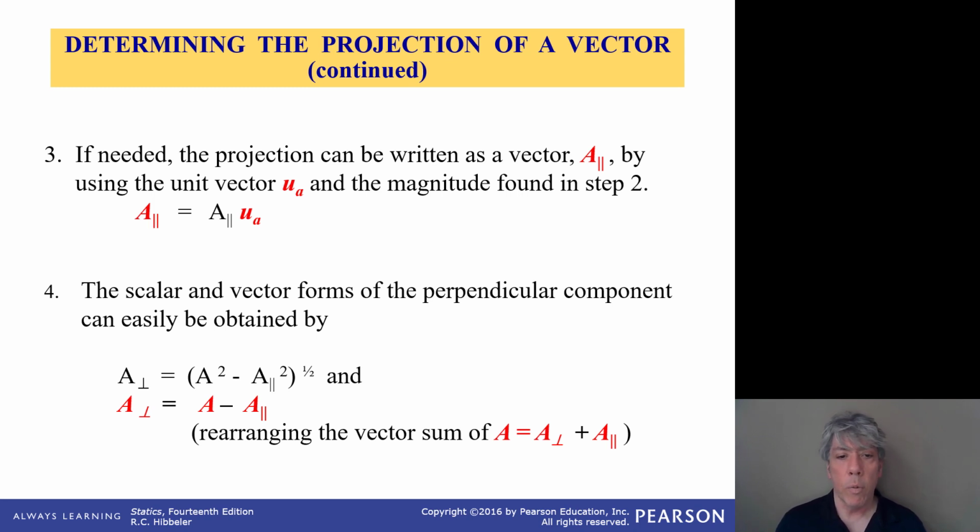And if we want to get the perpendicular component as a vector, all we do is take vector A and subtract off the vector that lies along line AA. Of course, all we're doing is rearranging the fact that vector A can be made up of the perpendicular plus parallel components.